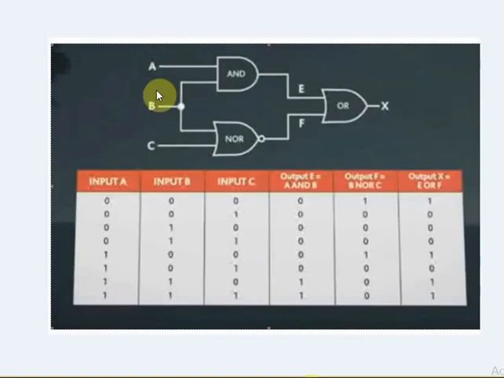Now see this. How many inputs? Inputs 1, 2, 3, 4. Because definitely for one gate we are having 2 inputs, no? But see how many different kinds of signals? 3. Then 2 to the power 3, 8 combinations. 8 combinations means 0 to 7. So you should be able to write all this.